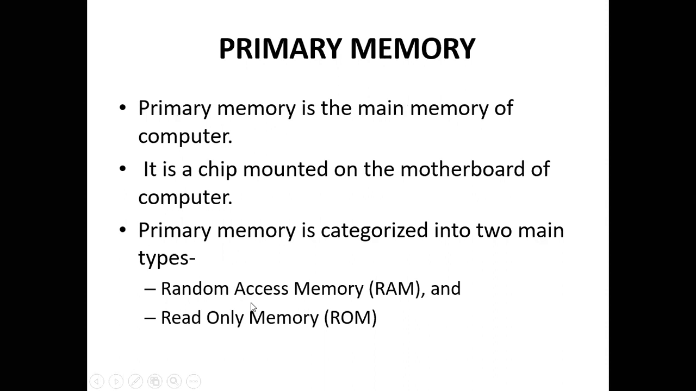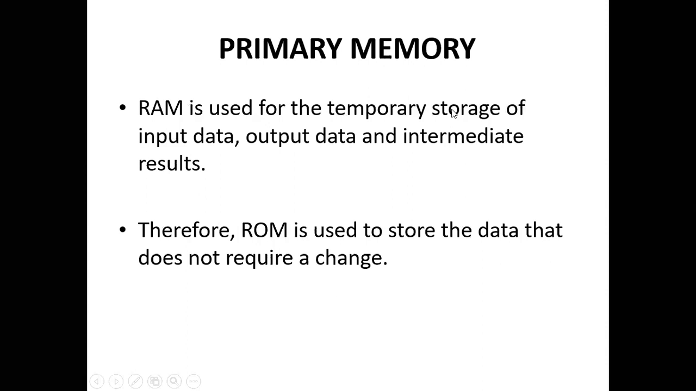We have what we call the random access memory, abbreviated as RAM, and then we have the read-only memory. The random access memory is a temporary storage for the data. When you enter data, when instructions are given, first of all, they have to be loaded in the main memory, and it is from there that they will be passed on to the CPU for processing.